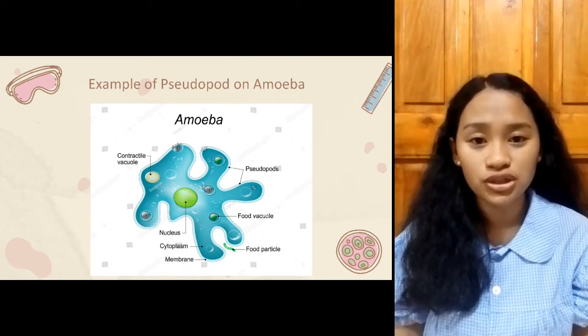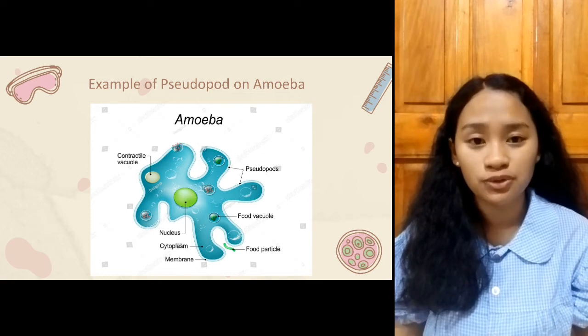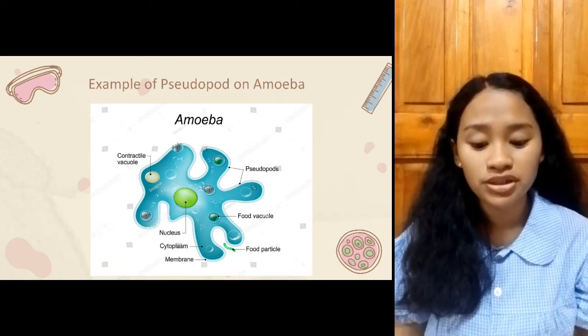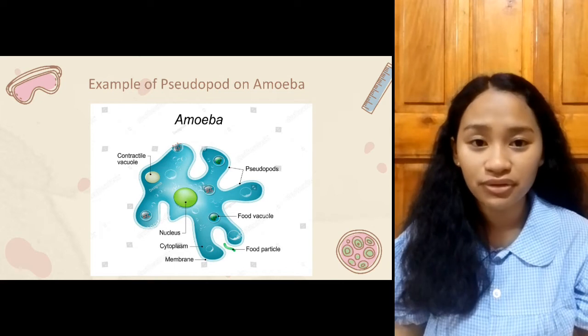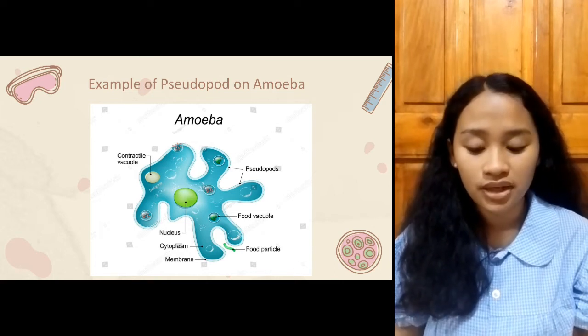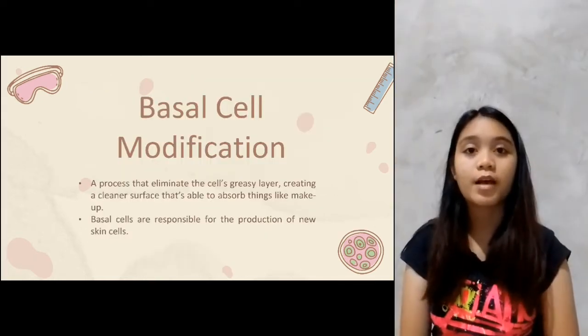Pseudopods serve two functions: locomotion and food capture. Amoebas use their pseudopods to ingest food by a method called phagocytosis. Another type of cell modification is a basal cell modification.